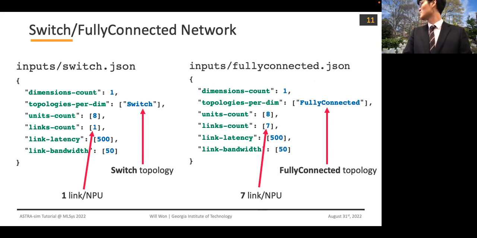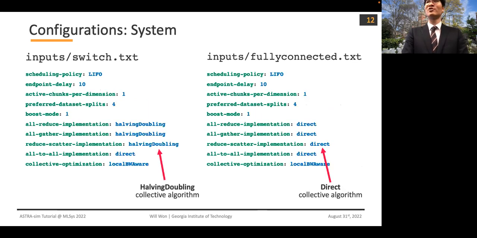The topology name becomes switch and fully connected. It still has 8 GPUs, but the switch one has only 1 link per MPU, and the fully connected one, because there are 8 MPUs, has 7 links going out. But I set the link characteristics the same: each link has 500 nanoseconds link latency and 50 gigabytes per second link bandwidth. Then I also created the corresponding system info file. I changed nothing except the all reduce collective communication algorithm to halving-doubling and direct, because they are best suited for the respective topologies.